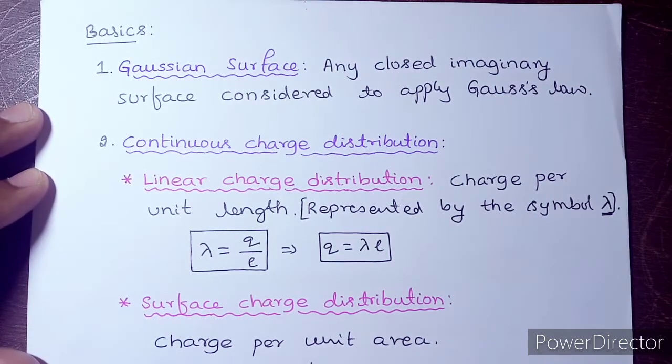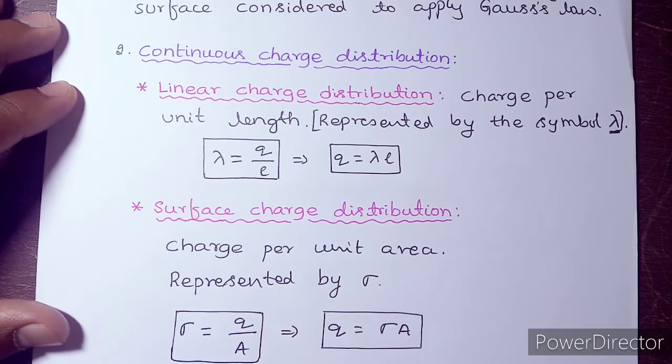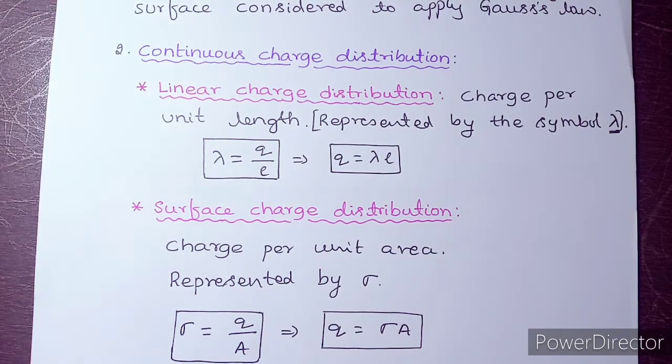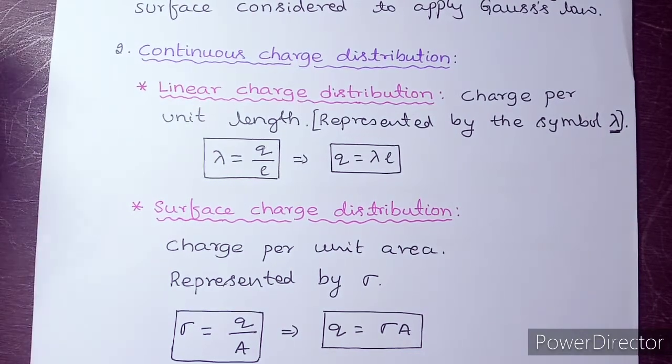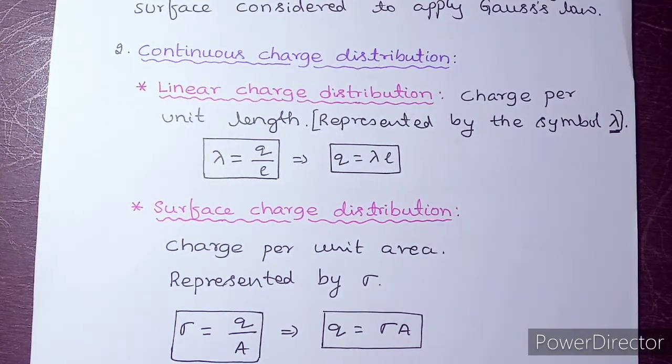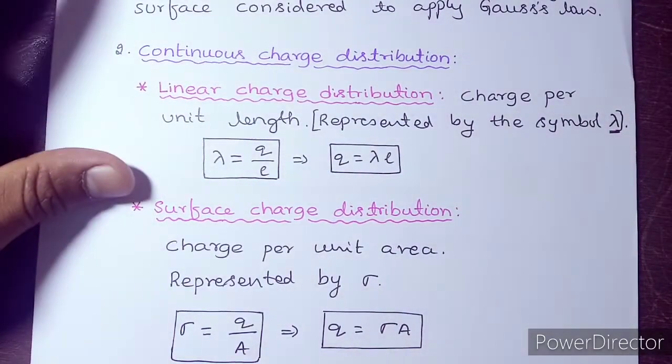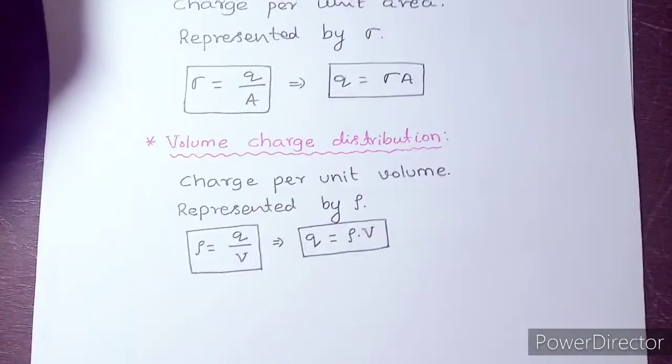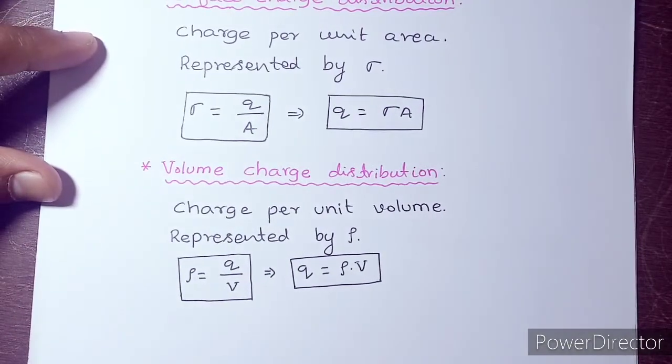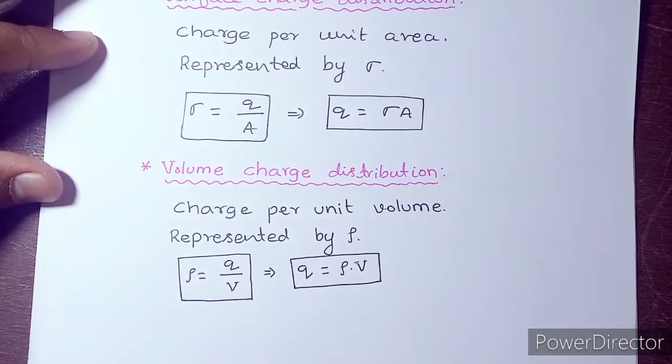Okay. So then the second thing that you need to know is continuous charge distribution. In that we have three types. One is linear charge distribution. In this, the charge distribution will be in one particular direction. Second one is surface charge distribution. In that the charge distribution will be in two dimension. And the third one is volume charge distribution. In that the charge distribution will be in three dimension.